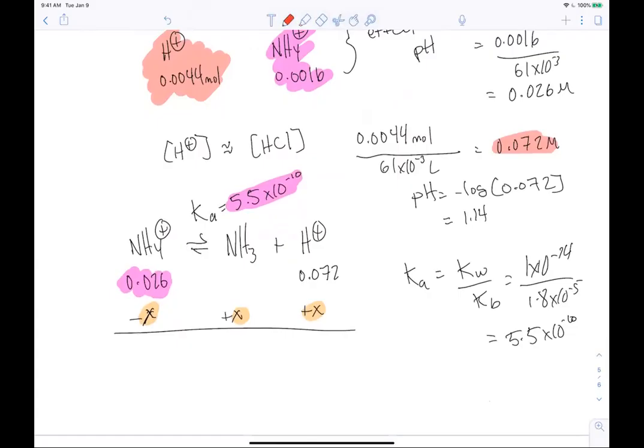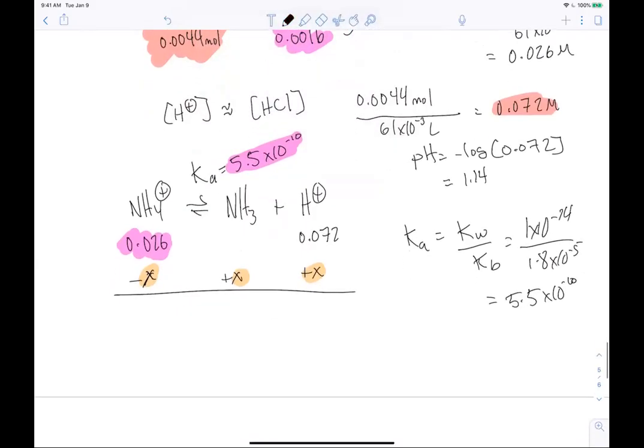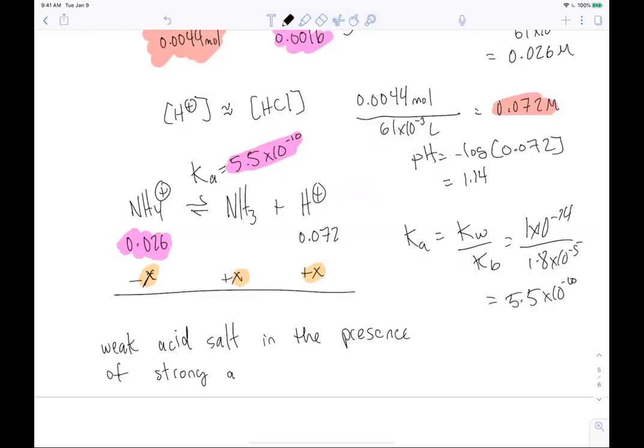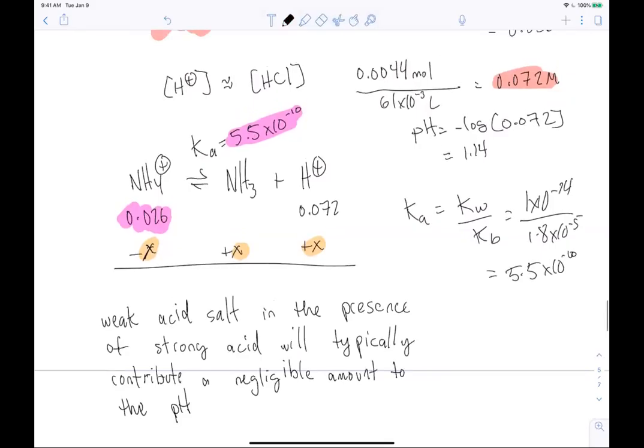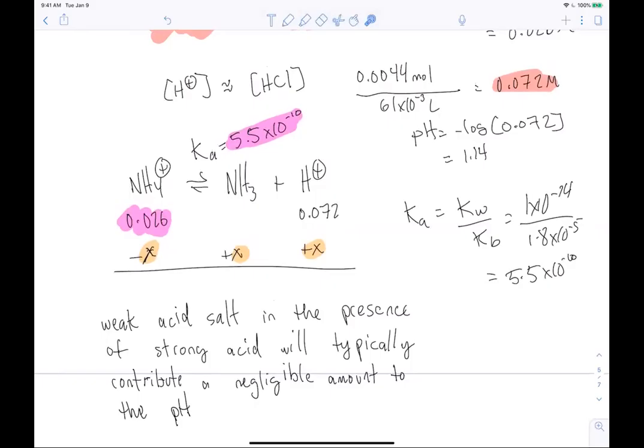So weak acid salt in the presence of strong acid will typically contribute a negligible amount to the pH.